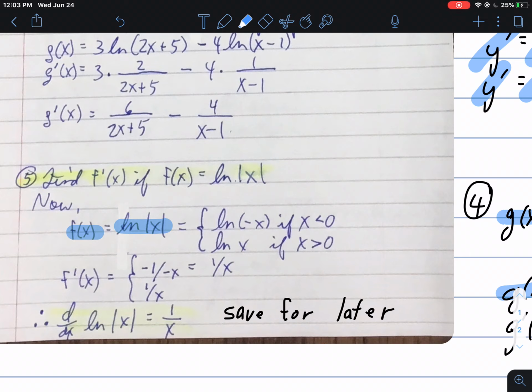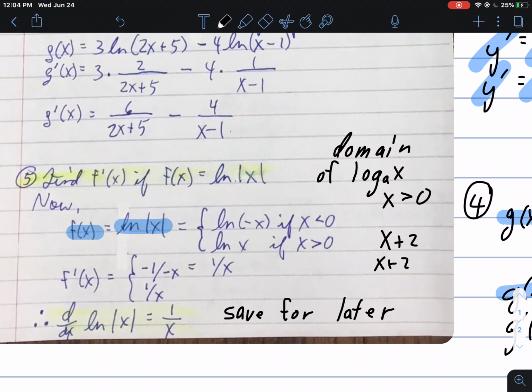For log functions, remember that the domain of a log function, whether it's ln of x or log base a of x, whatever the base happens to be, the argument can only be positive. All right. Now, whatever the argument is, if it's x, then x has to be greater than 0. If the argument is x plus 2, then x plus 2 would have to be greater than 0, or x would be greater than negative 2.